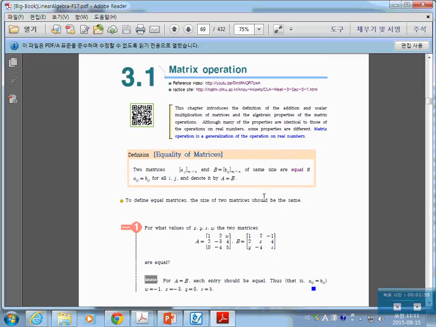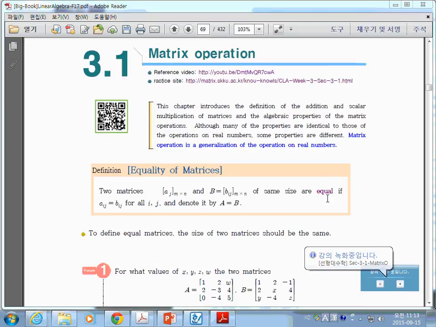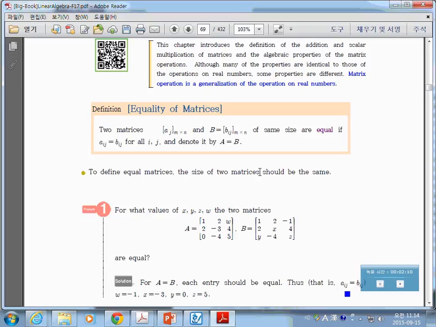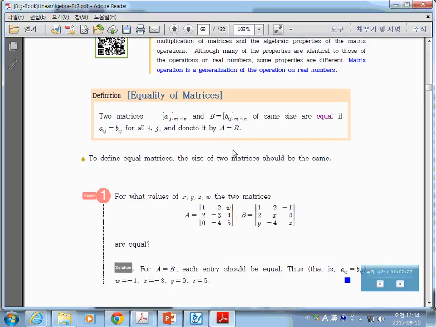First, section 3.1, matrix operation. In this section, we introduce the definition of the addition and scalar multiplication of matrices and algebraic properties of the matrix operation. Okay, equality of matrices. Two matrices of the same size are equal if all components are the same for all i and j. In this case, we denote these two matrices as equal, like this.